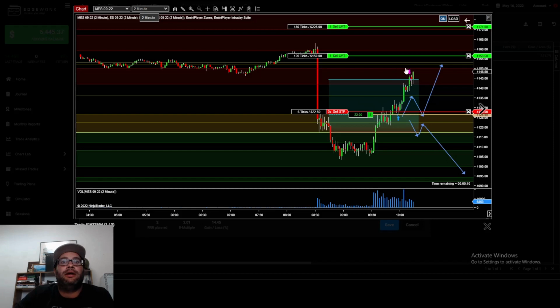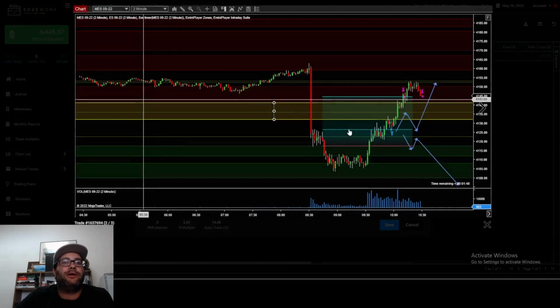Price just barely got up into this area, did not fill this next contract, and then pulled back. By that point, I had actually moved my stop up to 2R to lock in a full 2R on the trade, and it did reverse and stop me out. I think I have a screenshot of that at the end of the trade.